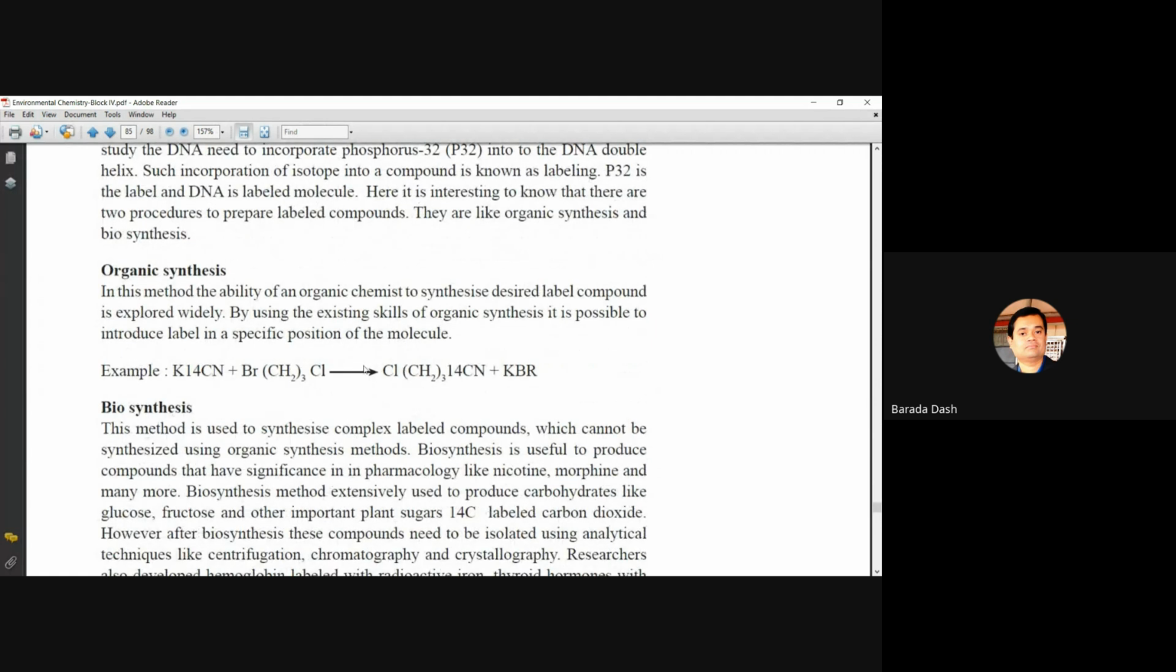In organic synthesis also we can label with C14. C13 is non-radioactive, C12 is non-radioactive, C14 is radioactive. So we can also label an organic molecule with carbon 14 nuclei or atoms, and that also helps in organic synthesis to find its mechanism.